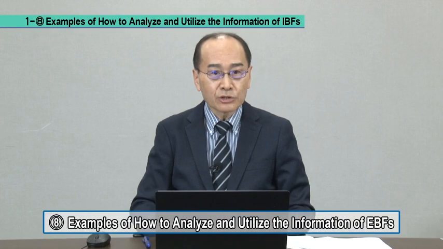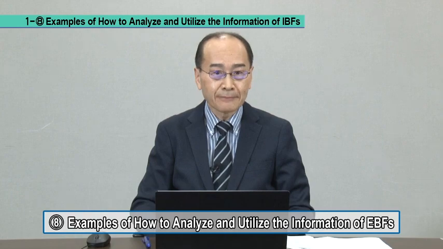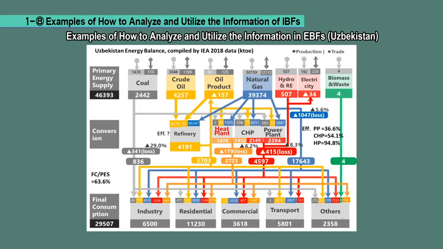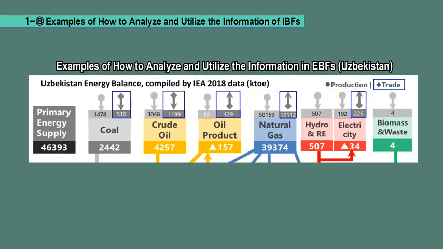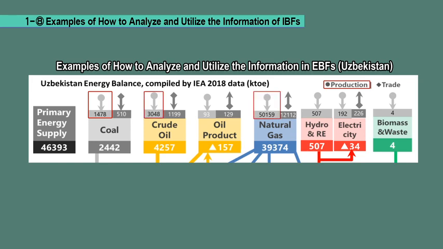Now, I'll explain examples of how to analyze and utilize information of energy balance figures. This is the example of Uzbekistan. The top part shows circles indicating production in the country and rhombuses indicating import and export. Coal production in the country is 1,478. Crude oil production is 3,048. Natural gas production is 50,000.